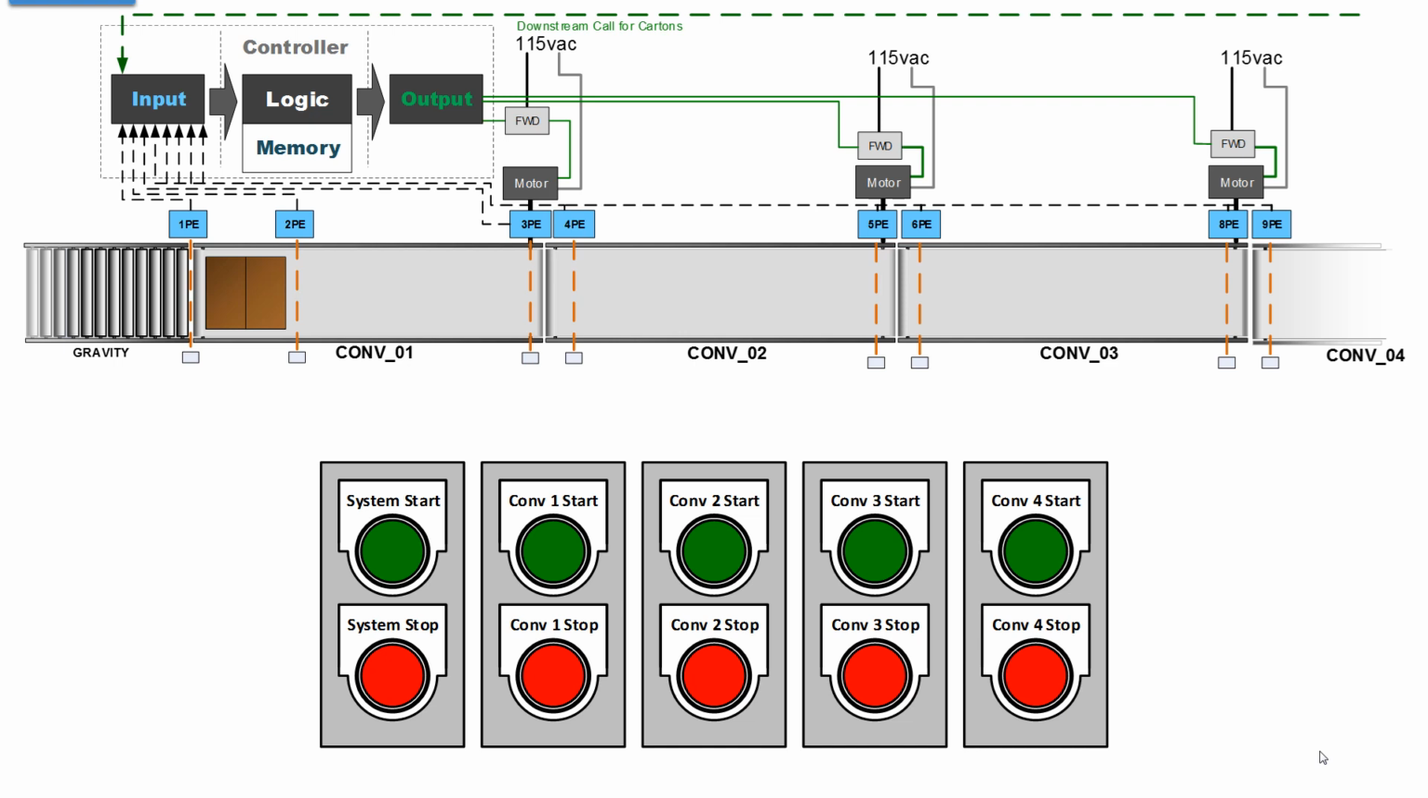Our goal is to run this in full automatic, cycling cartons across these conveyors, buffering cartons, multiple cartons on each conveyor. We still need manual control of these conveyors and we need system control. So here we're adding five sets of start-stop buttons. One for system start and stop that controls the whole system, and then another start-stop button for each conveyor.